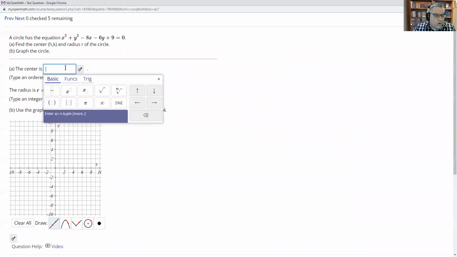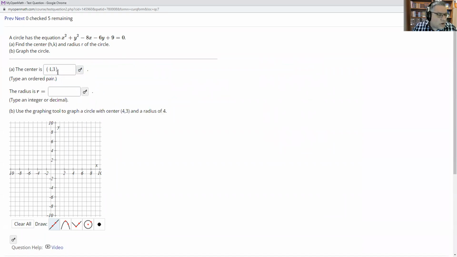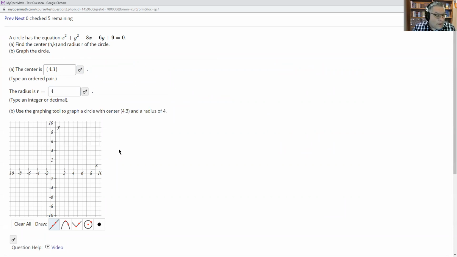The center here, we already said was 4, 3. And you want to make sure you have those parentheses there on that 4, 3. The radius is going to be 4. And then we're going to use the graphing tool. So you want to hit the circle tool here. And we want to click on the 4, 3. So 4, 3, that right there is the center.